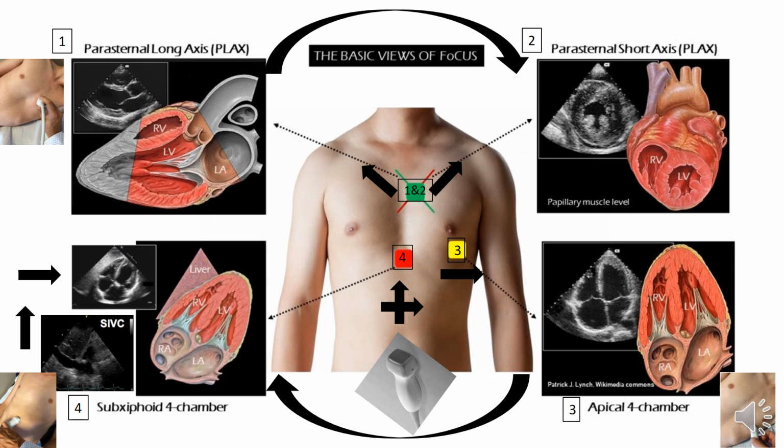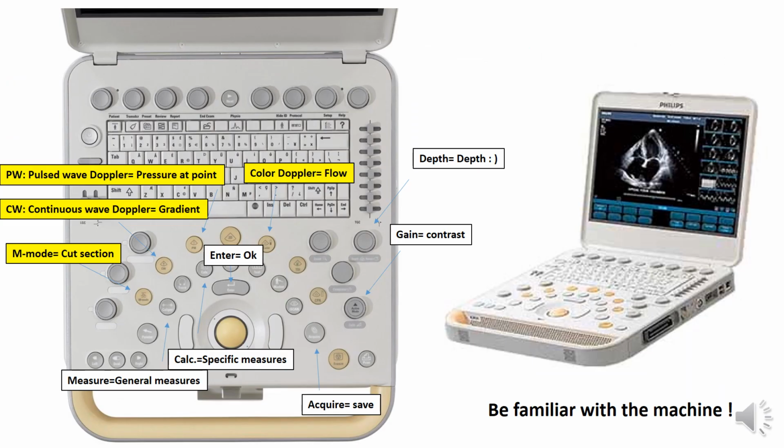We will go through this cycle in every coming scenario. So you should be familiar with the echo machine available in your department. Here is the Philips machine. When you put the probe and get this picture, this is called the 2D view.